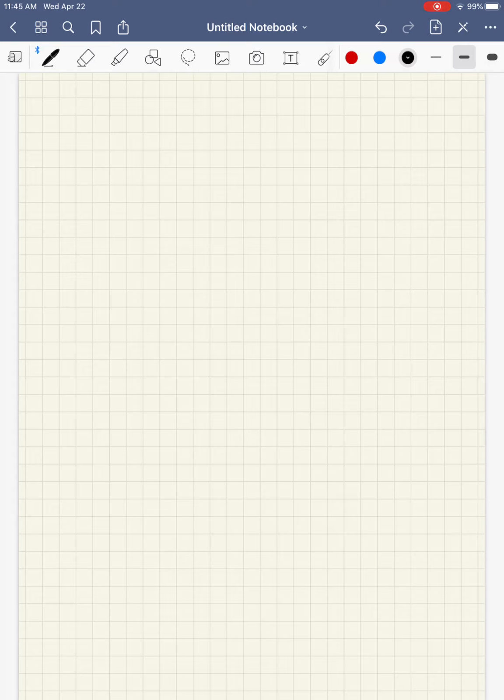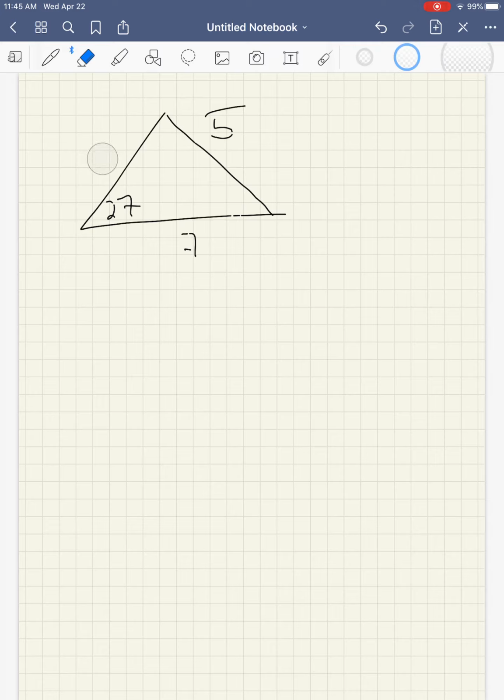Number 2 says draw the triangle and find the missing parts if angle A is 27, side A is 5, and B is 7. It doesn't matter if you put it down here or if you wanted to put it up here. It doesn't matter which you do. It's just an adjacent side. It's just all in the way you label the triangle then. This would be A. Since this is side B, that would be B, and this would be angle C.